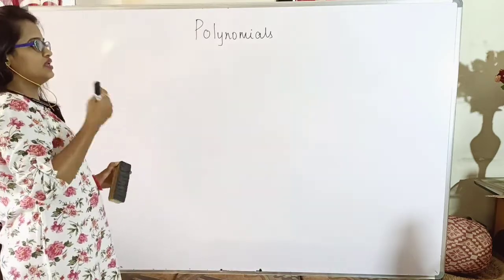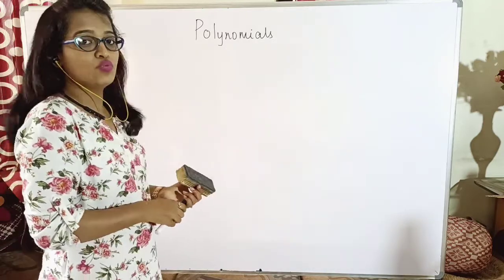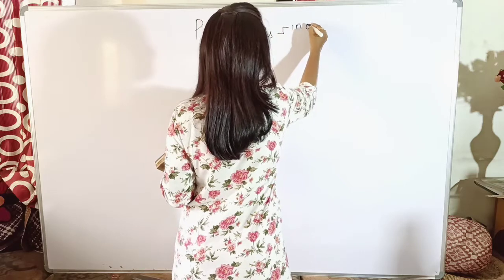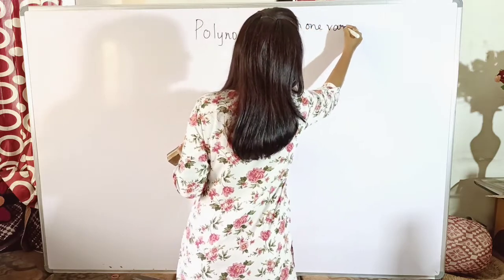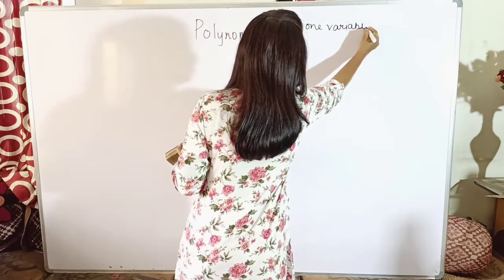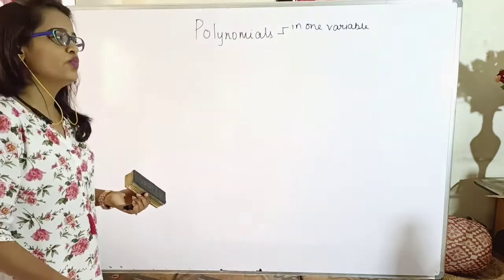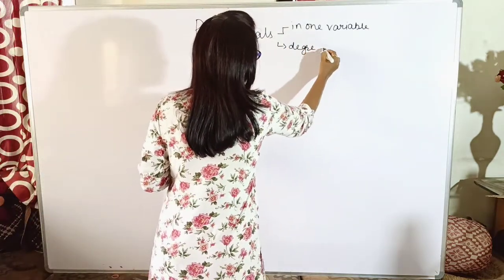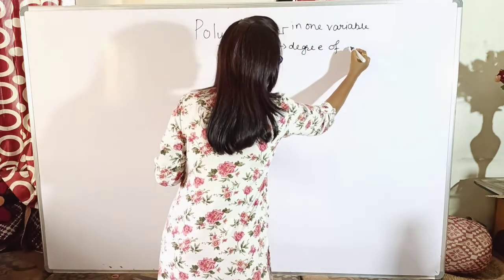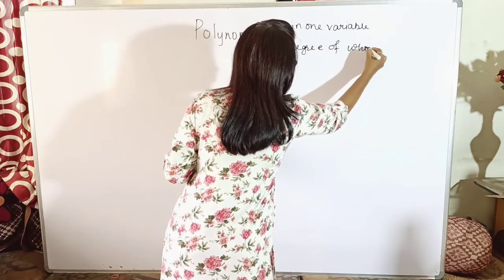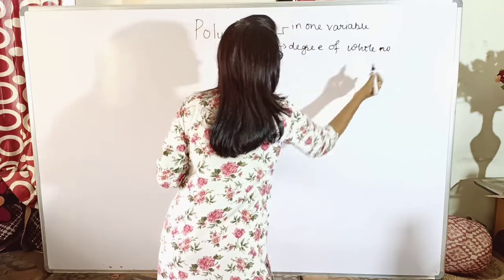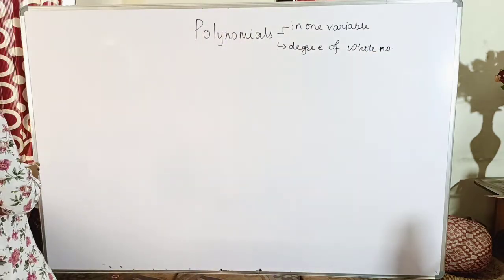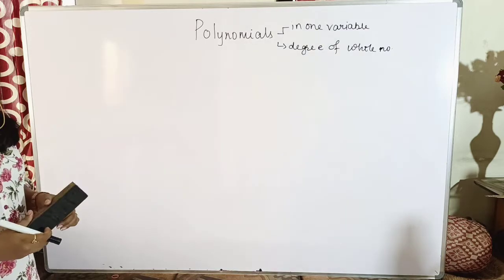Now what is a polynomial? If I am dealing with a polynomial in one variable, what are the conditions? The polynomial should have only one variable, and the second condition is that the degree of the equation should be a whole number. If the degree is not a whole number, then we don't call it a polynomial. It could be an algebraic expression, but it is not a polynomial.